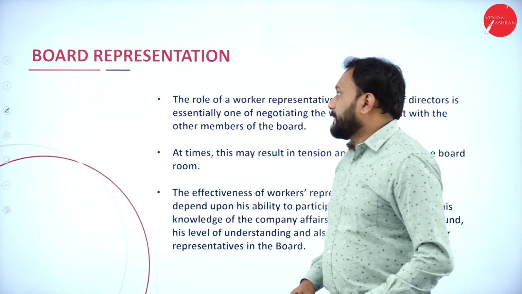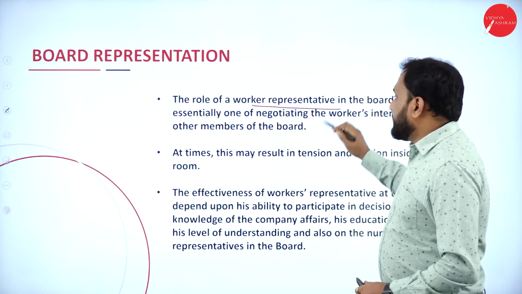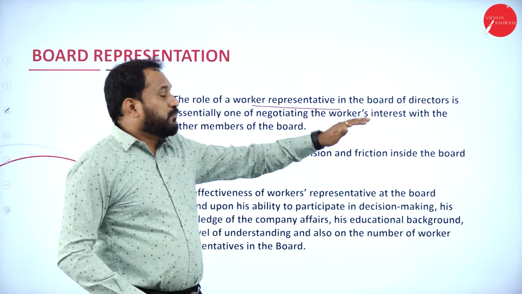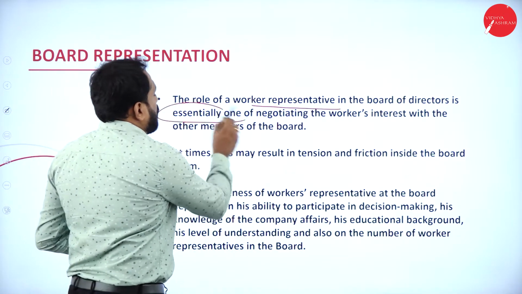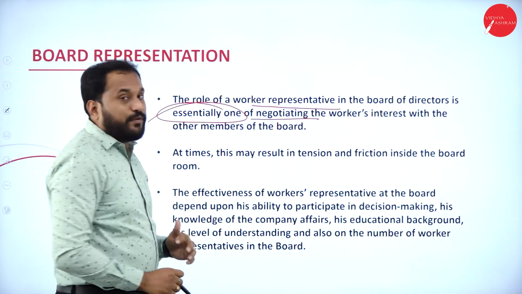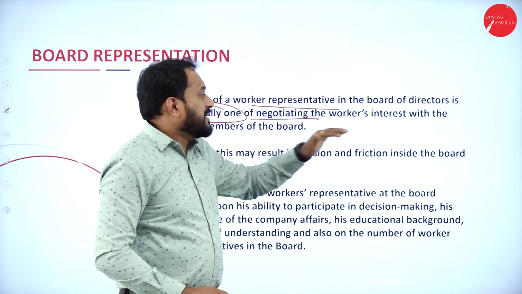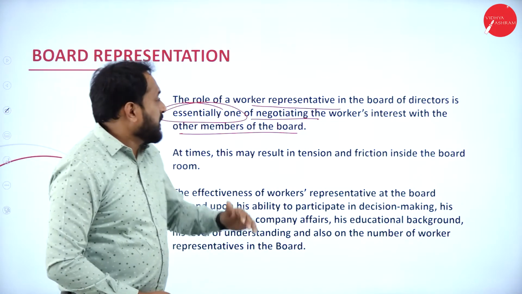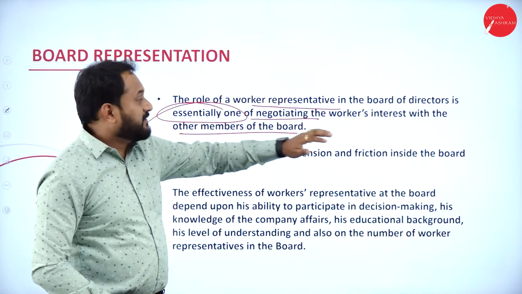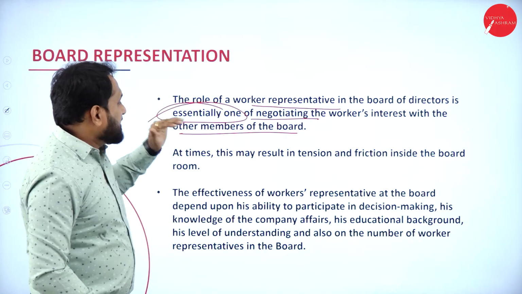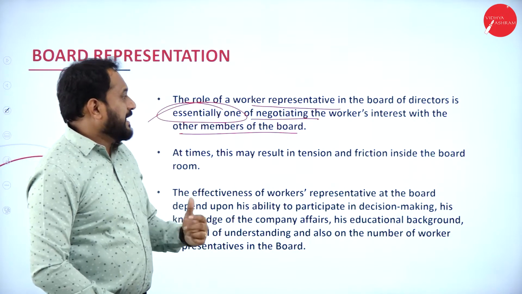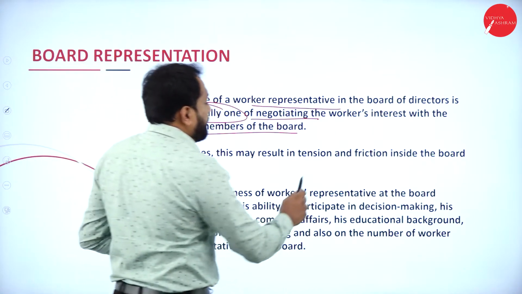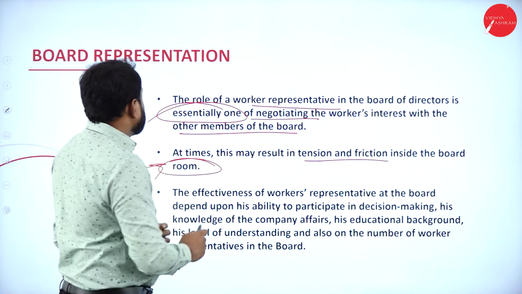Next we have board representation. The role of worker representative in the board of directors is essentially one of negotiation. Now they can go with more of negotiating the workers' interests with the other members of the board. Please understand the role of a worker representative in the board of directors is essentially one of negotiating the workers' interests with other members of the board. At times, this may result in tension and friction inside the boardroom, that is board representation.